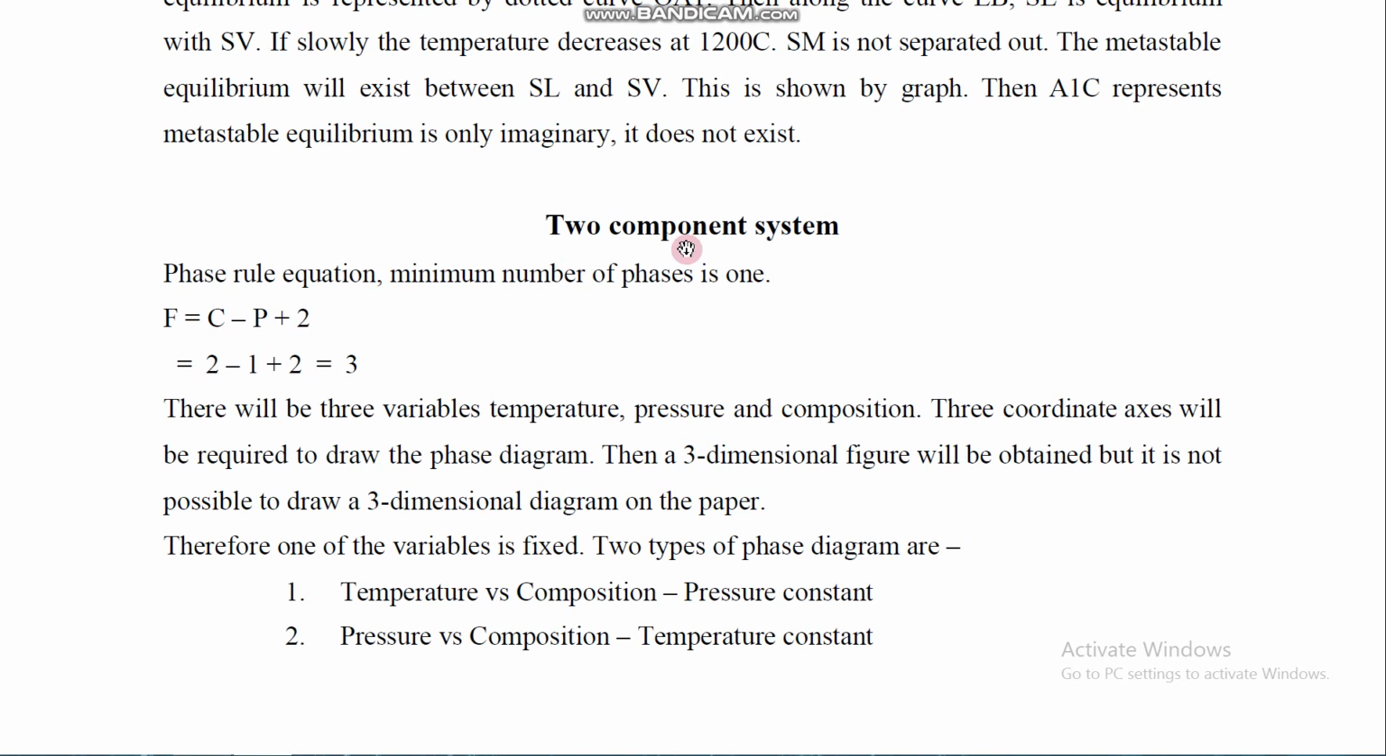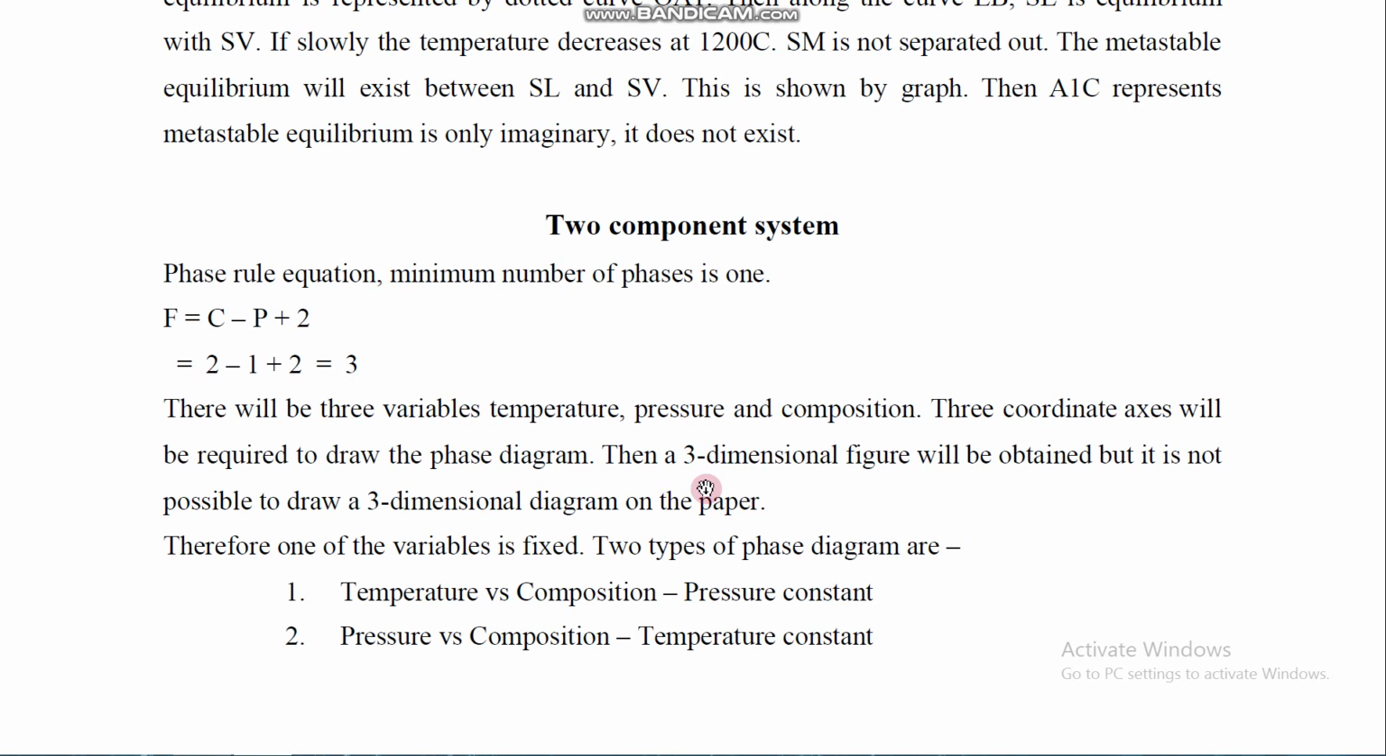component here C means component. We take two components, and the minimum number of phases is 1. So we take here 1, and degree of freedom is 3. But when degree of freedom is 3, it means there are 3 variables: temperature, pressure and composition. If you are going to show these 3 variables, we need to draw a 3-dimensional figure.